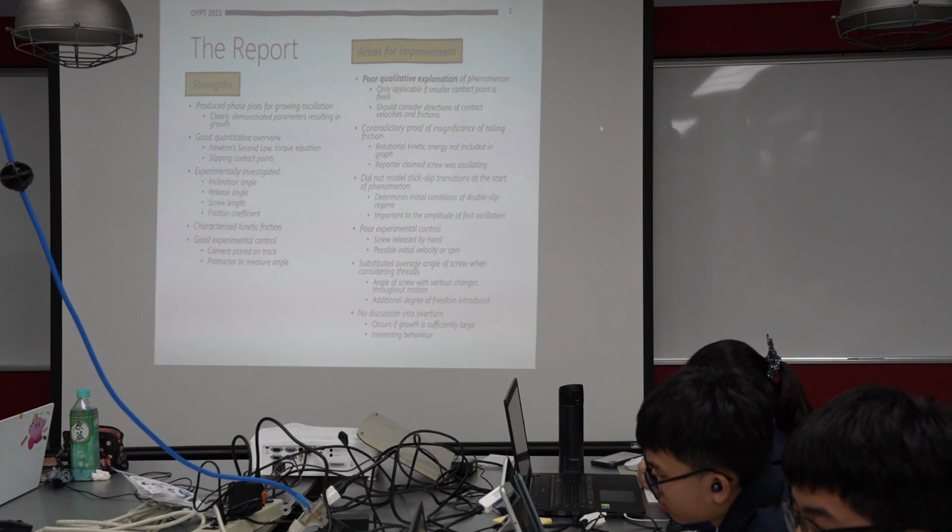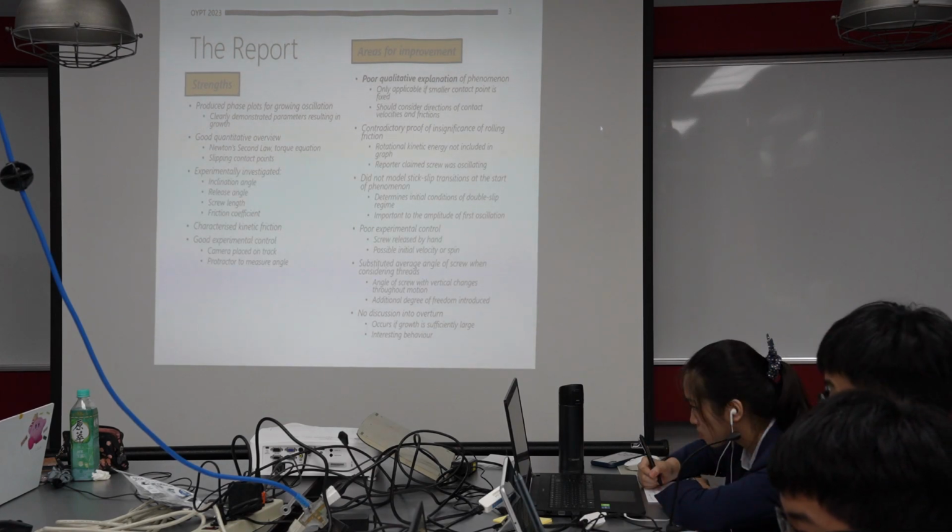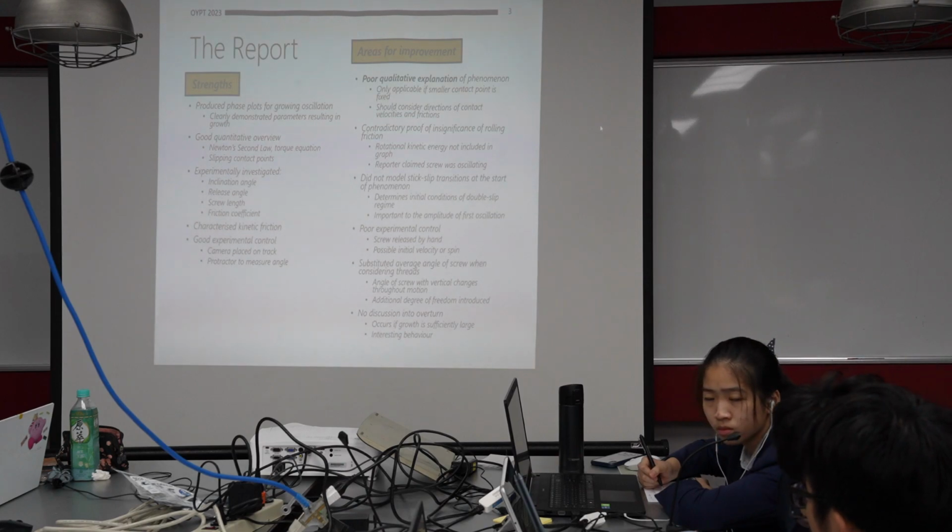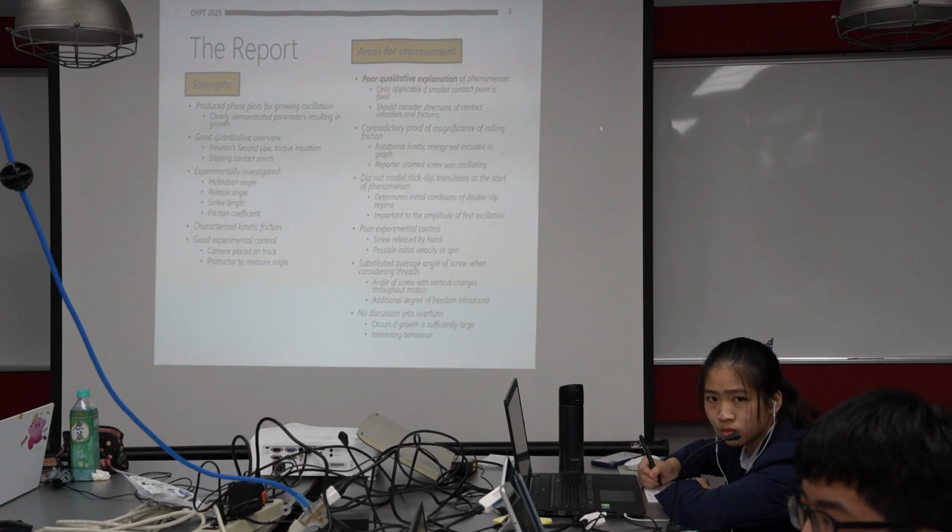And lastly, he has quite a good experimental control, for example, placing his camera on the track in order to reduce parallax error, as well as using a protractor to accurately measure the angle of the screw and the angle of the ramp. However, I do believe that there are some areas for improvement.